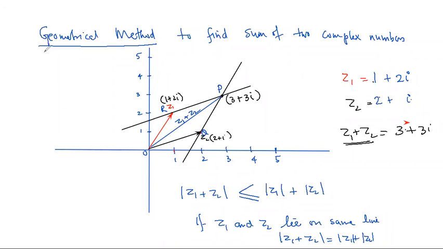Students, you have to take care of this part. How do you find the sum of two complex numbers? And that's how I can prove that modulus of Z1 plus Z2 is less than or equal to the sum of the moduli. So when they are equal, Z1 and Z2 should lie on the same line. Time is over. Okay.